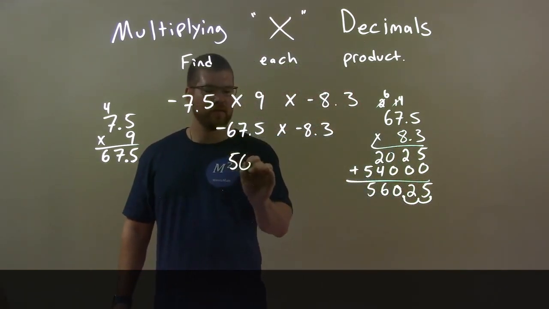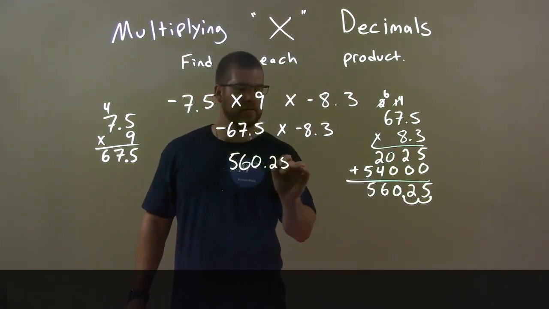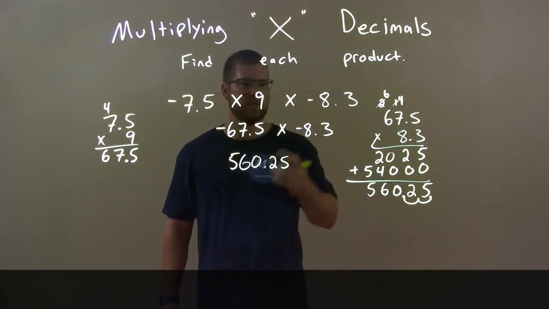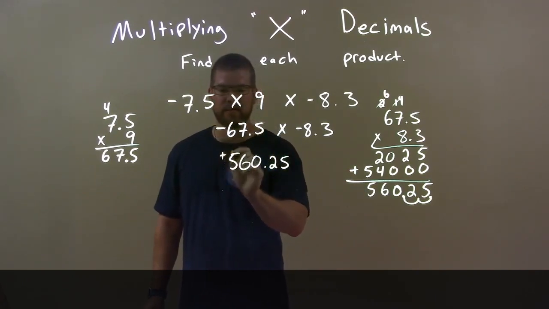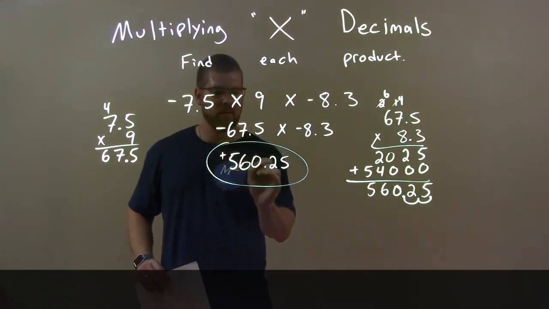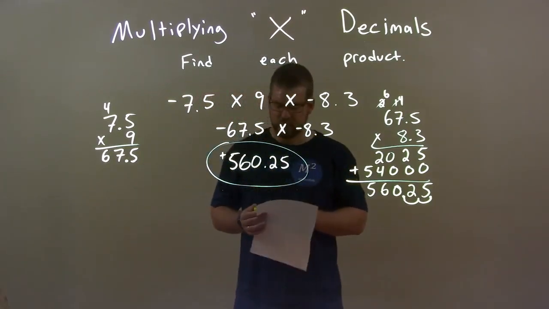We have 560.25. And we cannot forget our negatives. At this point, we had a negative times a negative, which is always a positive. So final answer, positive 560.25.